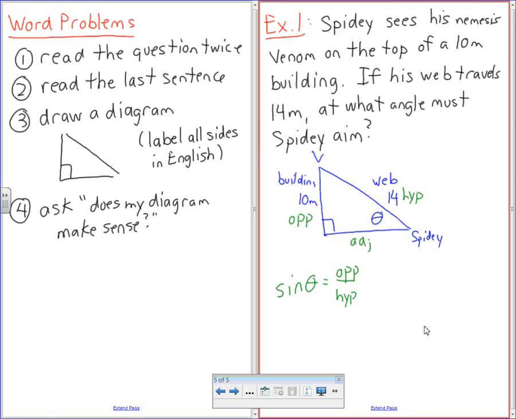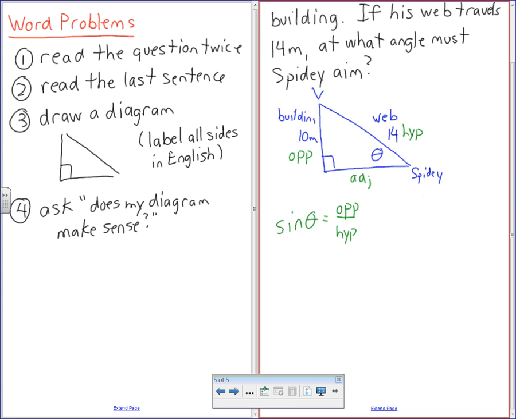Liam, can you sub some numbers in for me, please? So sine theta equals 10 over 14. Great. Can someone with great self-confidence raise their hand and tell me how to solve for theta, please? It equals 45. Okay, good.